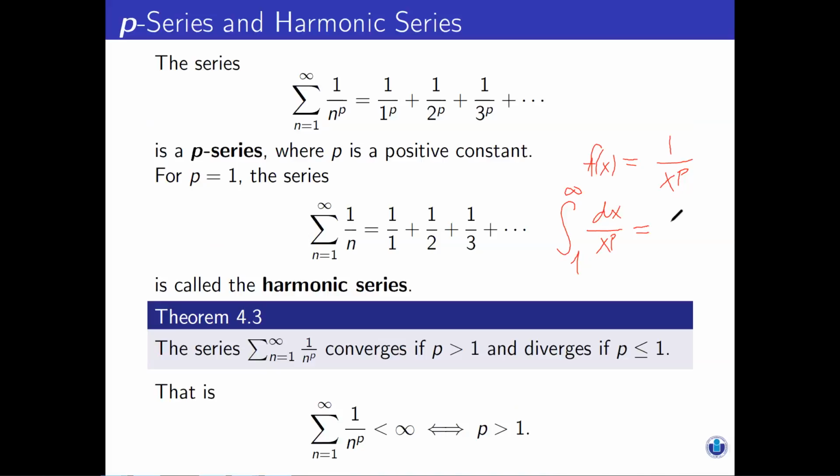So the antiderivative of this is simply, you write this as x to the power minus p. So the antiderivative is x to the power 1 minus p divided by 1 minus p, provided p is not 1. When p equals 1, then the antiderivative is log x. Any questions?